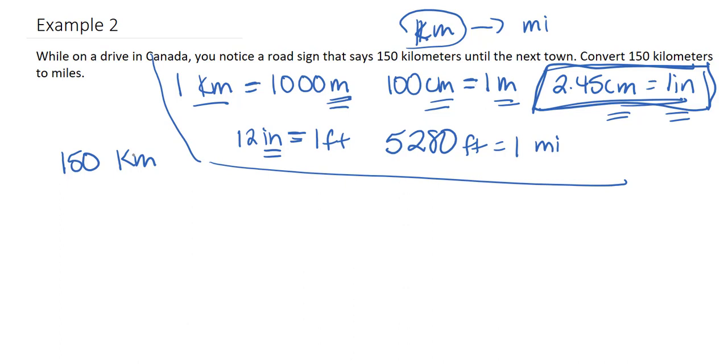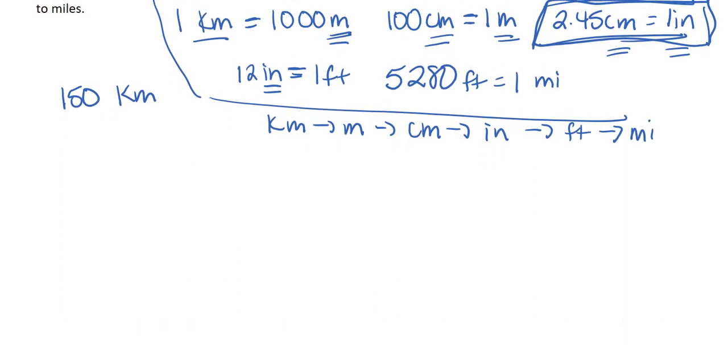So now we can go ahead and set it all up, because we notice that we're having to go from kilometers to meters to centimeters to inches to feet to miles. So we have a multi-step process here. Let's go ahead and start there.